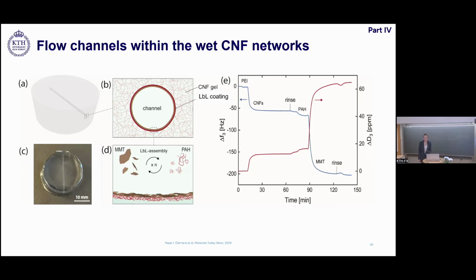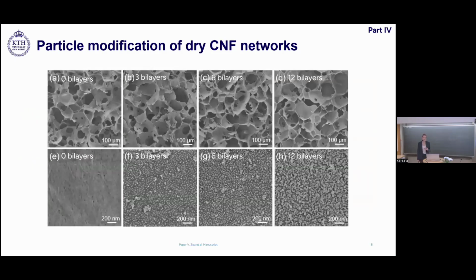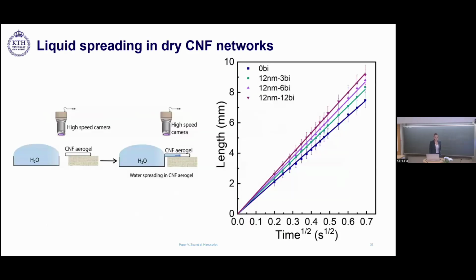So now we have looked at how we can functionalize wet CNF network structures. Therefore, we also wanted to see, can we prepare dry CNF network structures at higher concentrations of fibrils and functionalize them to add new properties to these materials? And to do that, we prepared aerogels, and then we used the layer by layer technique to create different surface coverage of silica particles on the pore wall in the aerogel. And these porous materials can be used, for example, in absorption materials.